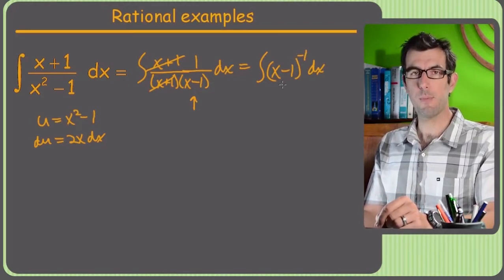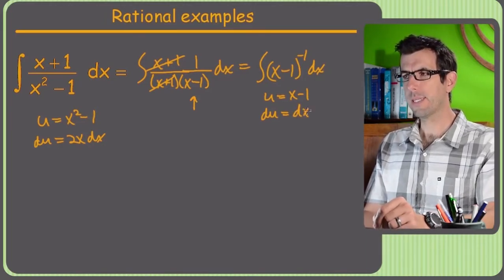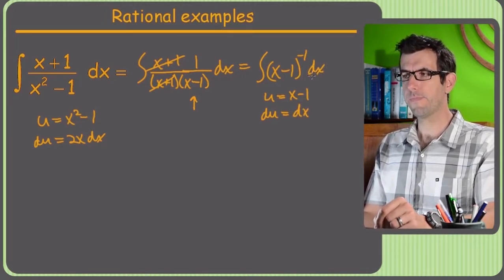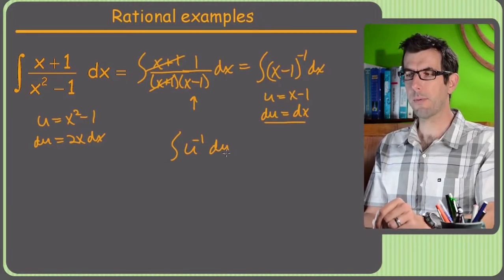So anytime you see something to a power, when in doubt, try using u equals whatever's to the power, so x minus 1. Du therefore equals dx. All right, so that's looking pretty good. We've got a dx match. So what is my integral? Well, let's substitute back in u to the minus 1, and dx is just du. So the same thing on this particular problem.